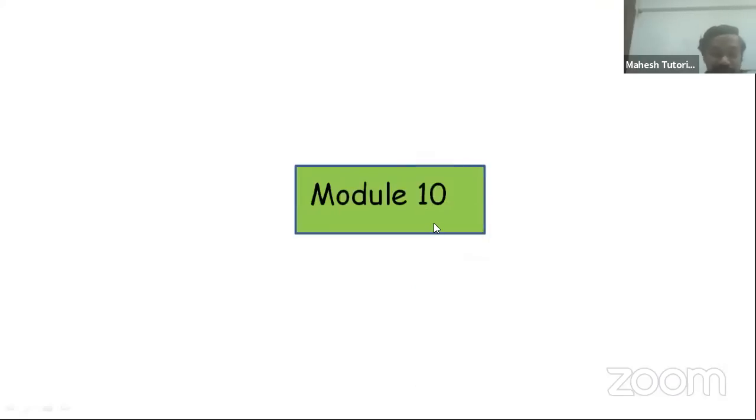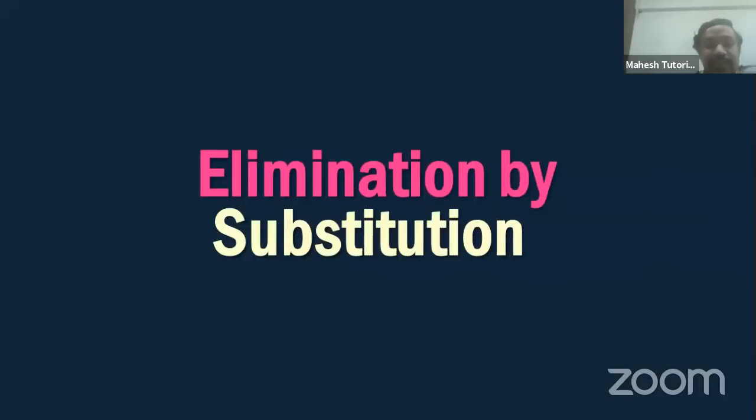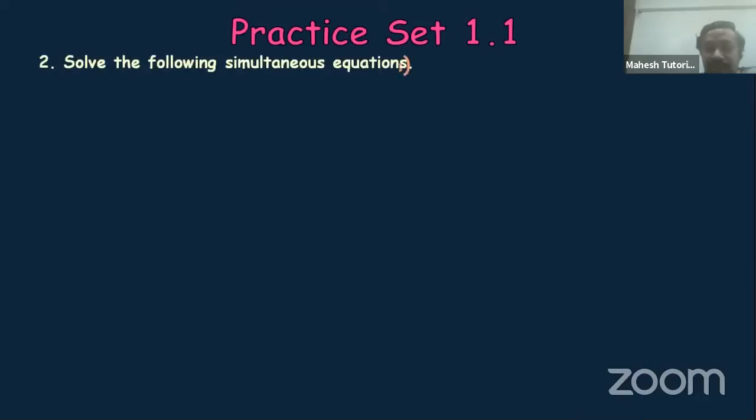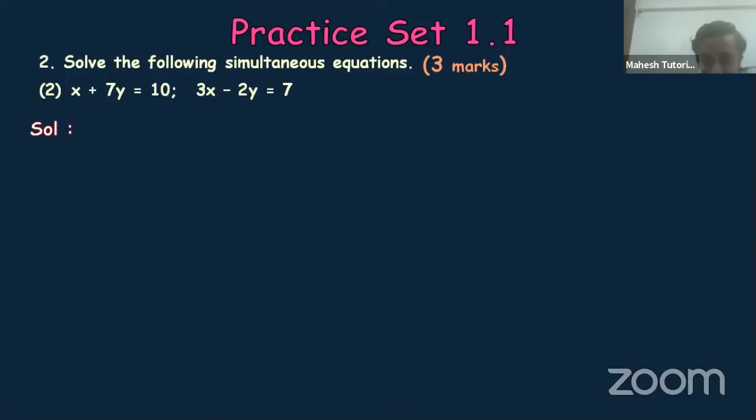So now with this we are done with the revision of the first method, that is elimination by equating the coefficients. Now let us proceed towards the next method, that is elimination by substitution. Again, we have learned this method in our 9th standard. So we'll quickly revise this method by taking just one sum. Okay. So elimination by substitution. For this, we are taking practice set 1.1, main question number 2, sum number 2. The sum carries weightage of 3 marks.